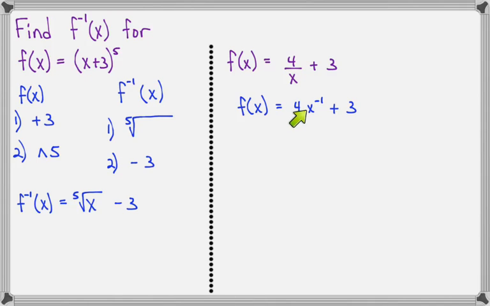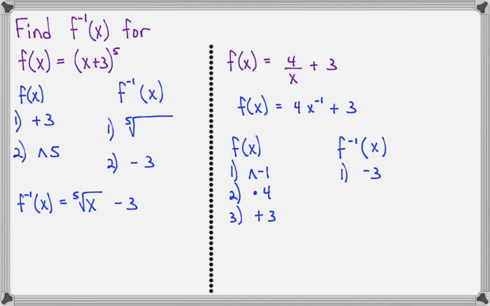So now you can probably see that the first thing I have to do to my x is the negative 1 power. The next thing I have to do is multiply it by 4. And the next thing I have to do is add 3. Now to reverse that, the first thing we have to reverse is plus 3. That's a minus 3. The next thing we have to reverse is times 4. That's divide by 4. The next thing we have to reverse is the negative 1 power.